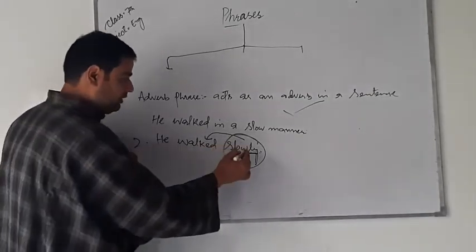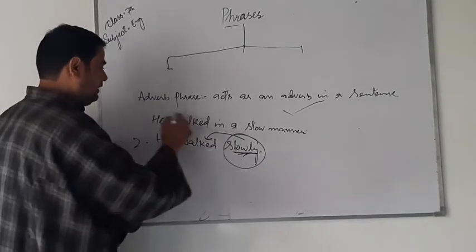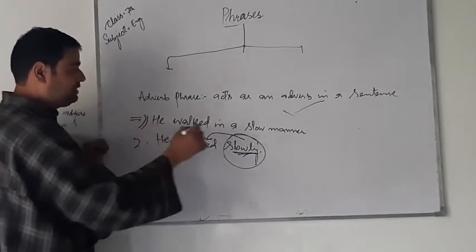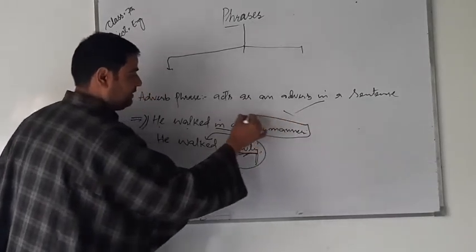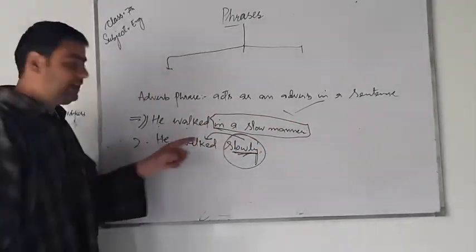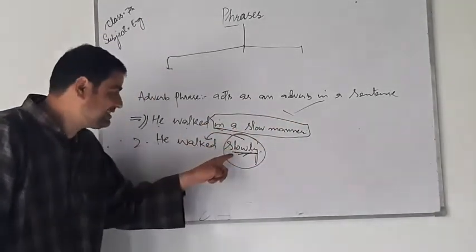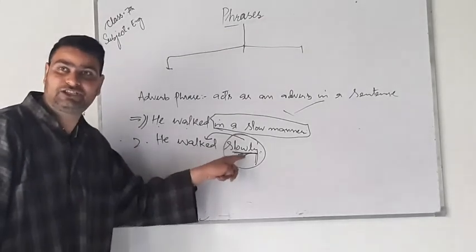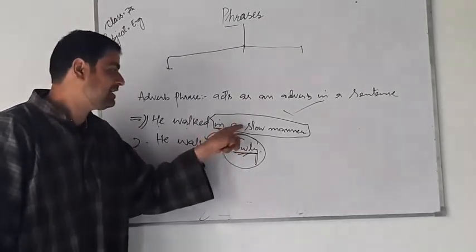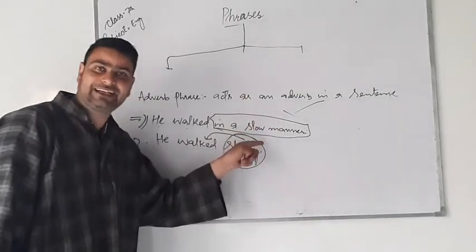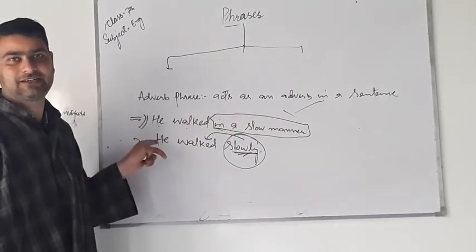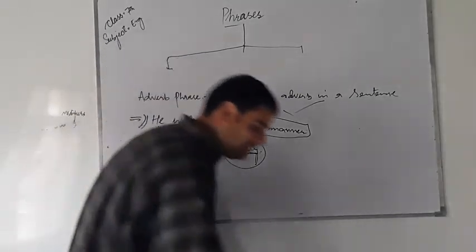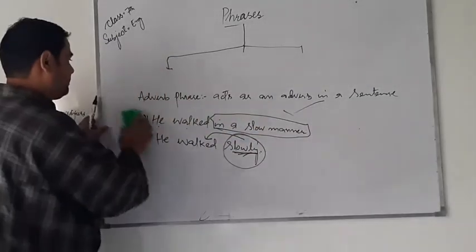So look, in the first sentence, he walked in a slow manner. In a slow manner is a phrase that has the same meaning that slowly has. Hence, this phrase is acting as an adverb here, so it's an adverb phrase. And now the next and the last.